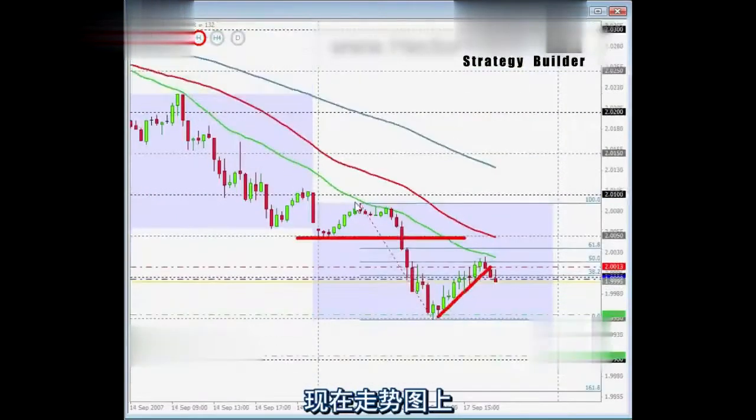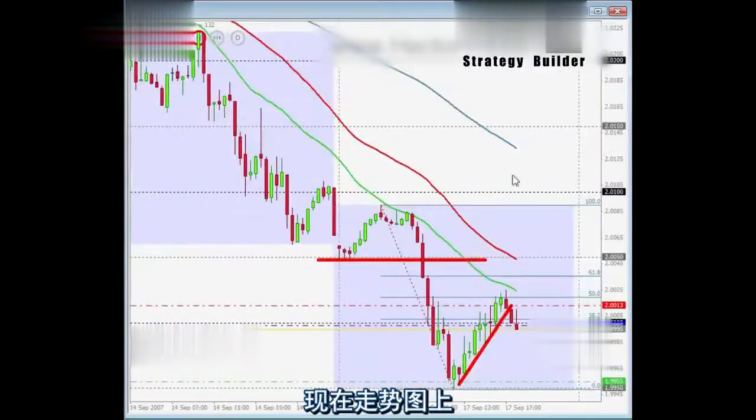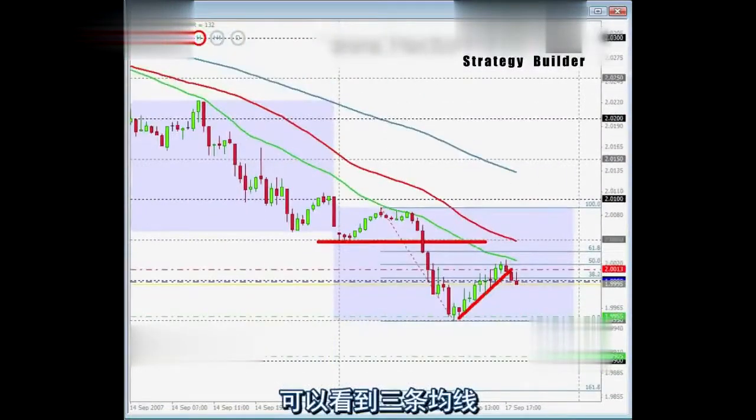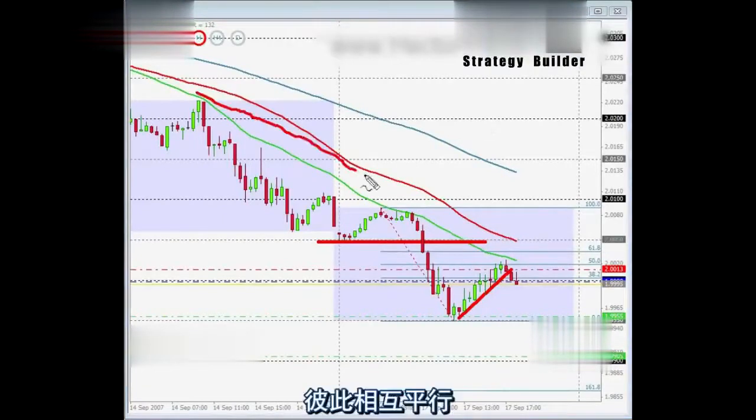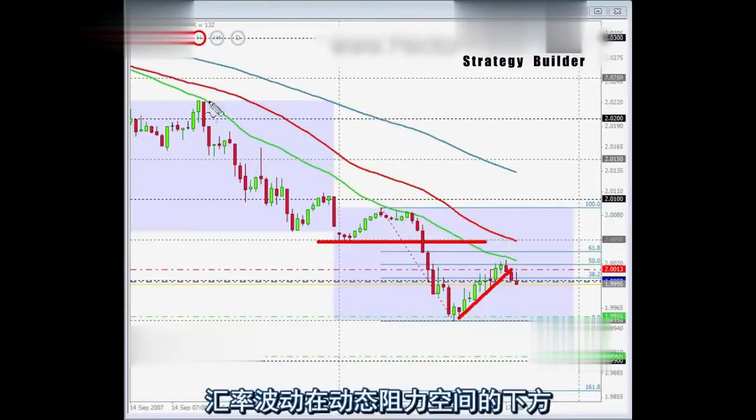Let me show you guys on my chart right now what I'm seeing. You see that beautiful 3 simple moving average formation. All of them are definitely parallel in order, pointing in the same direction, etc., etc. And every swing taking off the dynamic area of resistance. All right.